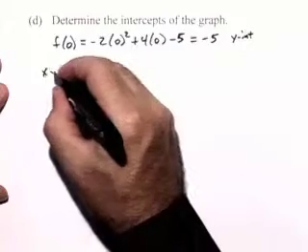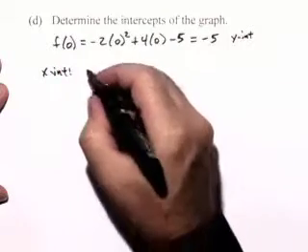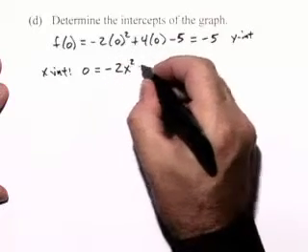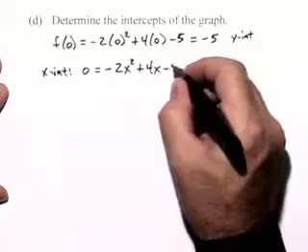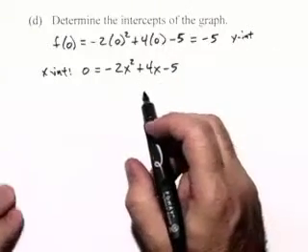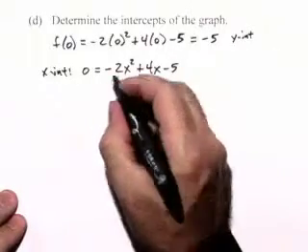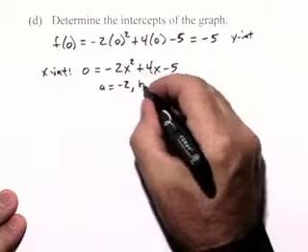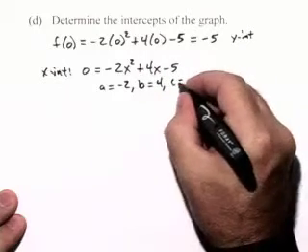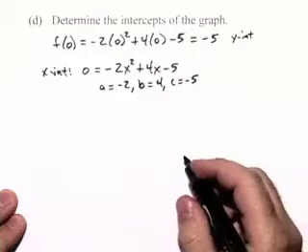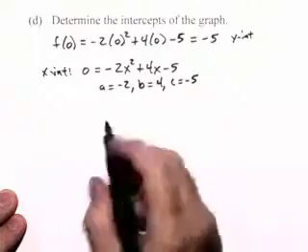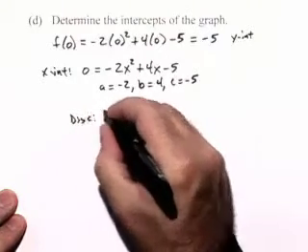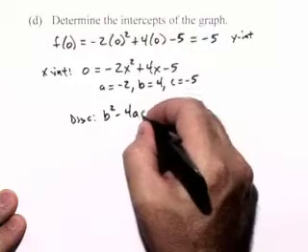To find our x-intercepts, we're going to set our function equal to 0 and solve the resulting equation. So if 0 equals negative 2x squared plus 4x minus 5, we'll solve this quadratic equation. We noted earlier that a was equal to negative 2, b was equal to 4, and c was equal to negative 5. So we can use our quadratic formula. First, we're going to find the discriminant.